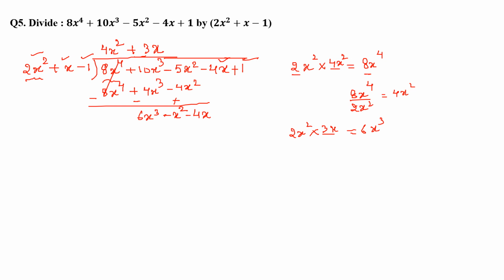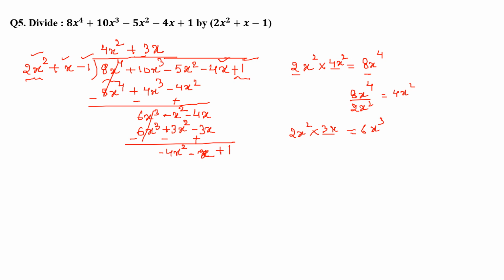And then I have to multiply all the terms of the divisor with the second term of the quotient this time. So 2x square into 3x will give me 6x cube. X into 3x will give me 3x square, and minus 1 into 3x will give me minus 3x. Now I have to do the subtraction, so sign will change. So 6x cube minus 6x cube is 0. Minus x square minus 3x square will give me minus 4x square. And minus 4x plus 3x will give me minus x. And from the dividend, I have to write plus 1 in the remainder.